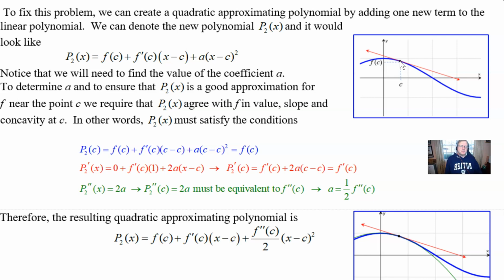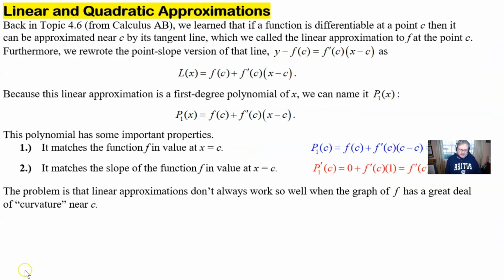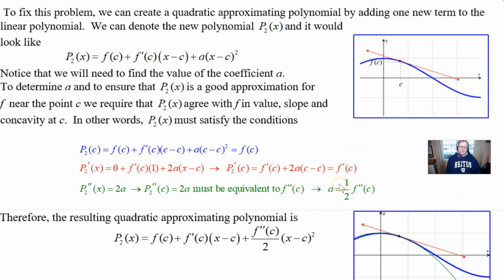but it starts to get a little bit more interesting when we figure out, well, what would we use to approximate the curve away from c? And so that's what gets us to think. The problem is that the linear approximation doesn't always work so well when the graph has a great deal of curvature. So now we move to the slide and we have to fix that problem.